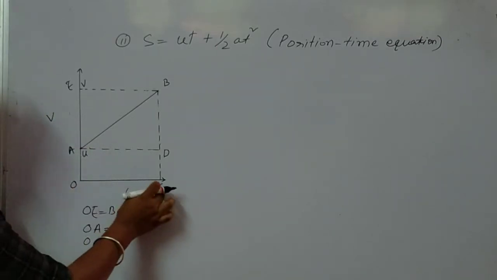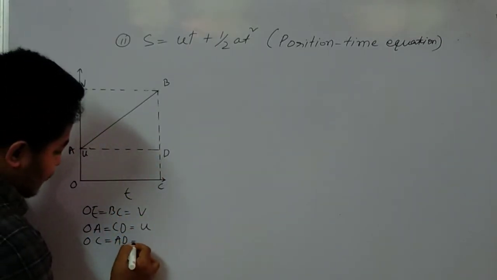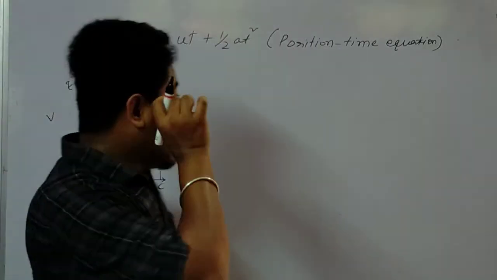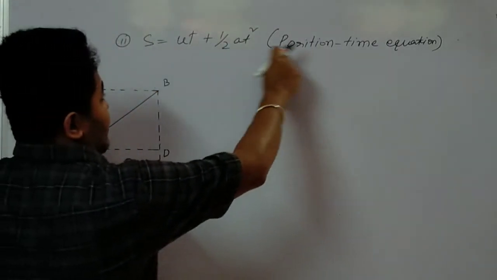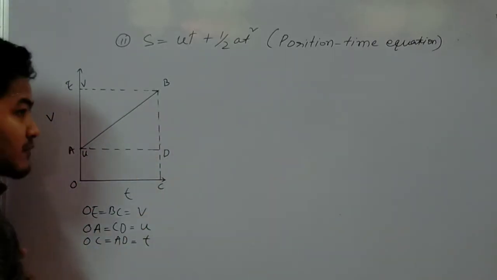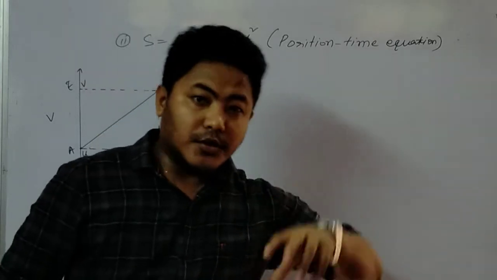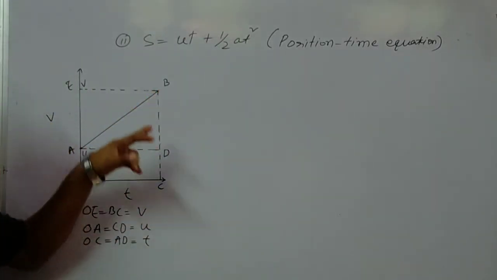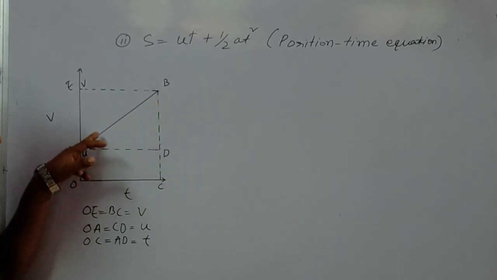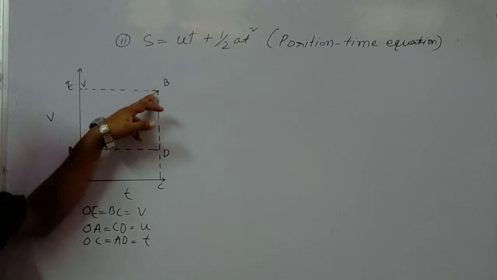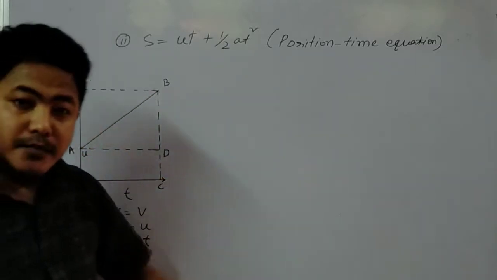Okay, this OC is going to be equal to AD, and these are going to be your time. These are the final assumption for us. Now in this case, we are studying about the position time equation. So from this graph, if you want to find the position, position will be nothing but the area enclosed within the graph. Area enclosed within the graph will be the position of the body.